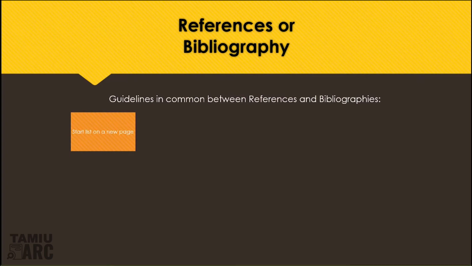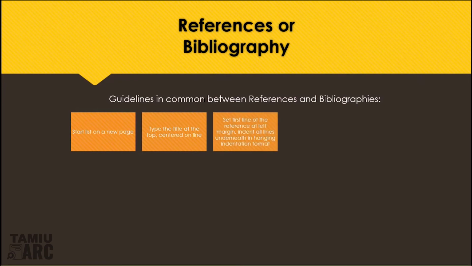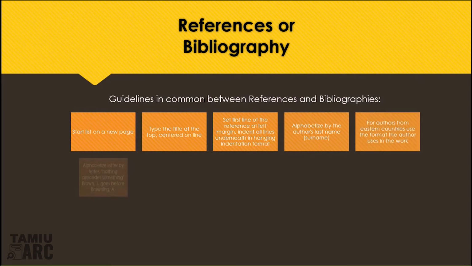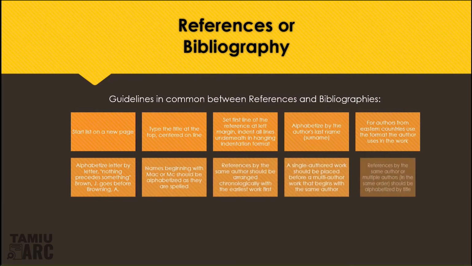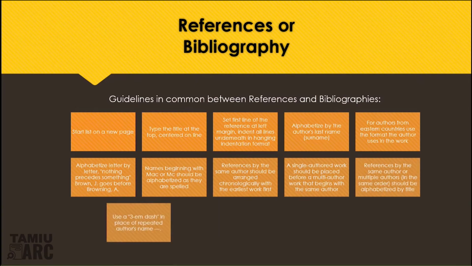Start a list on a new page. Type the title at the top, centered. Set the first line of the references at the left margin, and indent all lines beneath that reference using hanging indent format. Alphabetize the references by author's last name or the title of the work. For authors from Eastern countries, use the format that the author used in their published work.